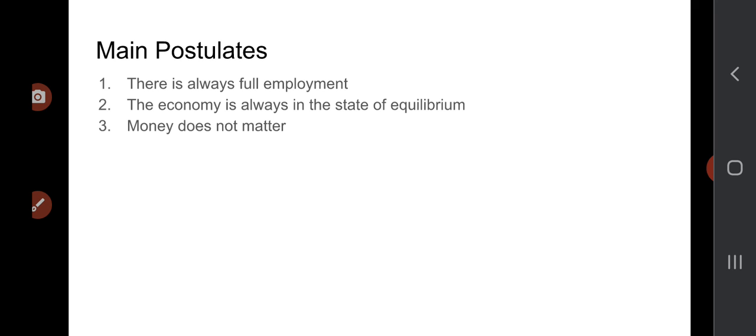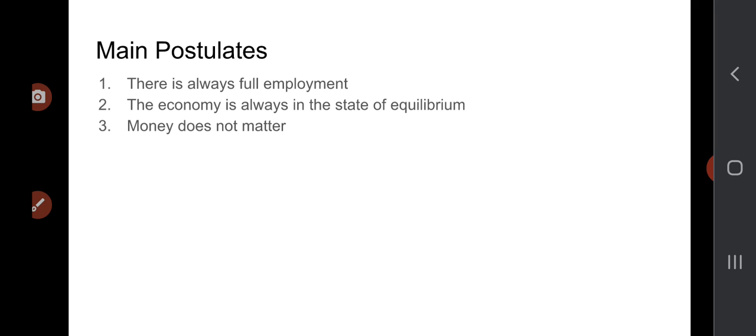Number 2, the economy is always in the state of equilibrium. The classical economists postulated that an economy is always in the state of equilibrium. They believe that full employment of resources generates incomes on the one hand and goods and services on the other. The value of goods and services is always equal to incomes. The income earners spend their entire income. This implies that the entire output of goods and services is sold out. There is no overproduction and there is no underproduction.